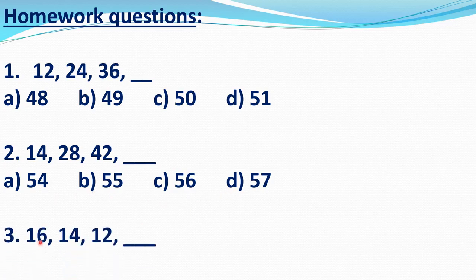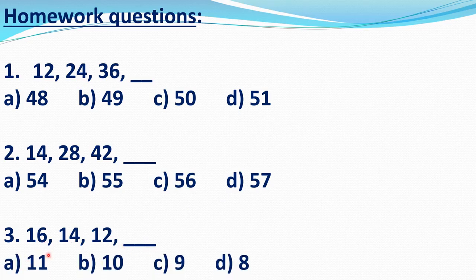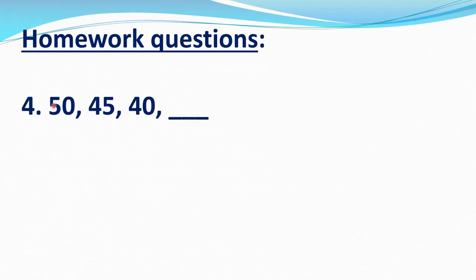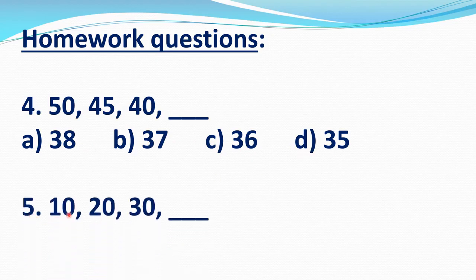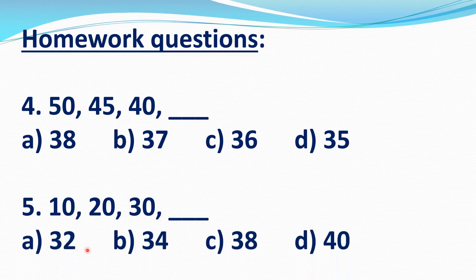In question number 3, 16, 14, 12 and dash. So here A 11, B 10, C 9 and D 8. In question number 4, 50, 45, 40 dash and options are A 38, B 37, C 36 and D 35. And in question number 5, 10, 20, 30 and dash. Options are A 32, B 34, C 38 and D 40. So you have to do accordingly. Okay, beta?